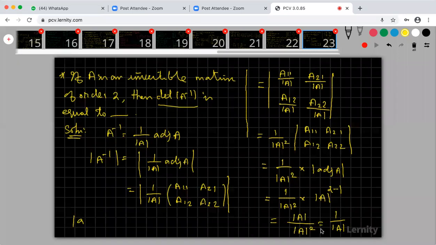This is for a 2 cross 2 matrix. For a 3 cross 3 matrix also we will get the same: determinant of A inverse is 1 by determinant of A. Note that it is an important point. In general, the determinant of A inverse is equal to 1 by determinant of A, where A is a square matrix of order n. For any square matrix of order n, the determinant of A inverse is equal to 1 by determinant of A. If A inverse does not exist, the determinant of A inverse is not possible.